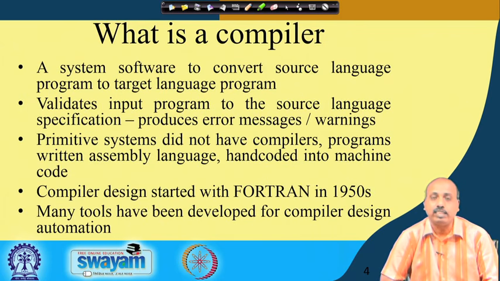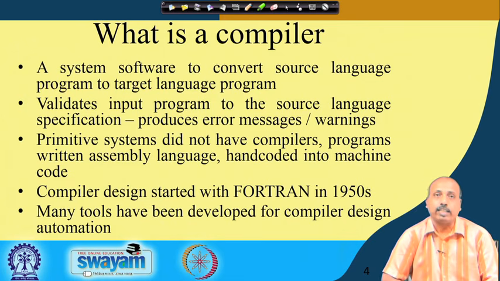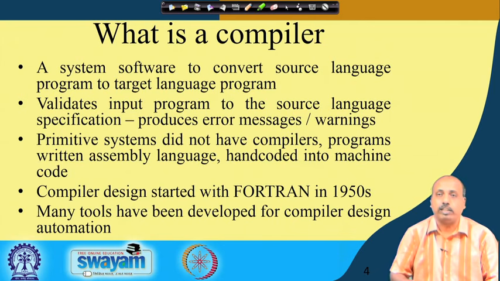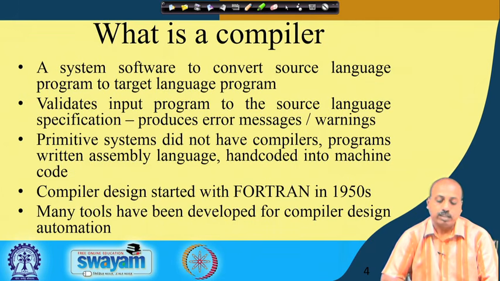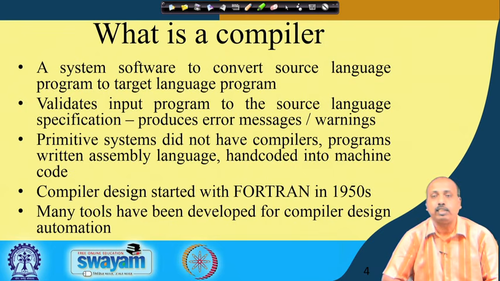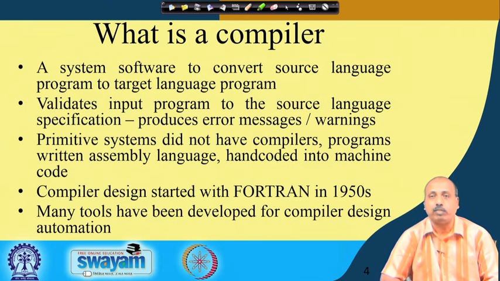So, a compiler is a system software that converts a source language program to a target language program. Here the target language means, in this particular case, we are assuming machine language, but very shortly we will see that it is not necessarily machine level language. It may be something else also. The second important thing that the compiler does is that it validates the input program against the source language specification. Any language is specified by means of its grammar.